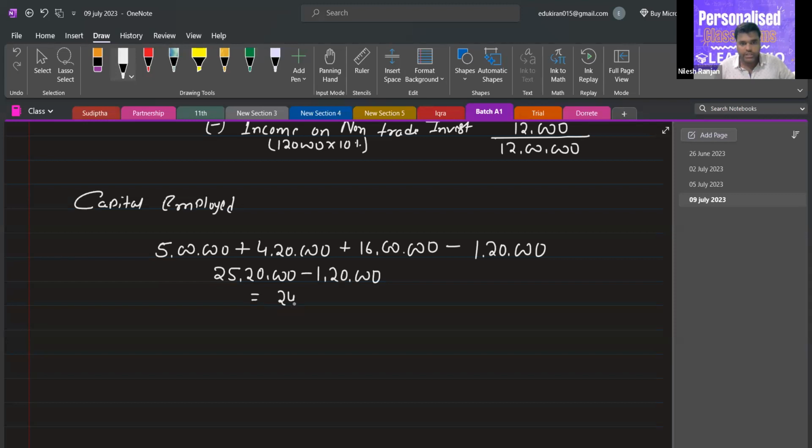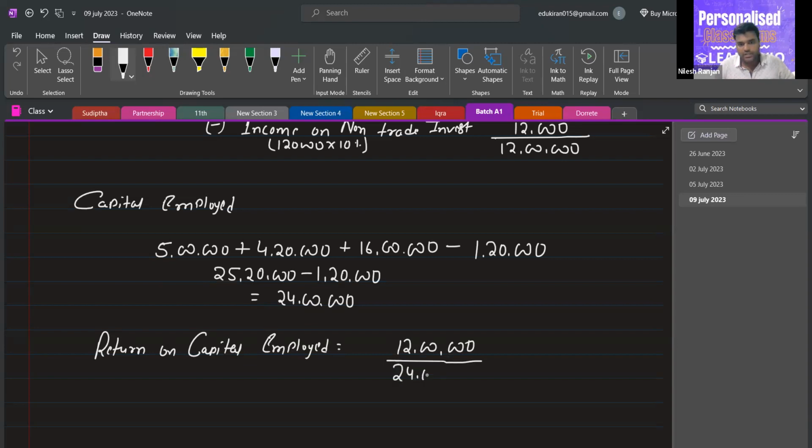This is 24 lakh. Our return on capital employed will be 12 lakh, that is our net profit before interest and tax, divided by 24 lakh, that is our capital employed. So total is 54. Is this clear?